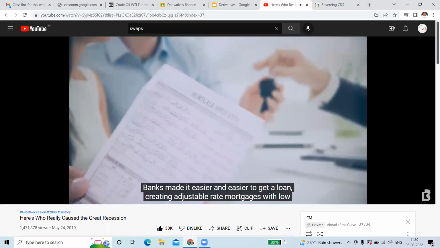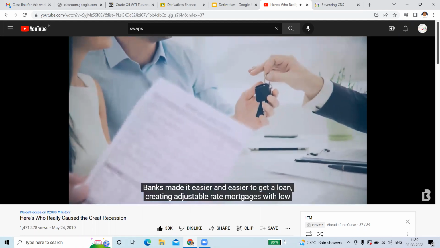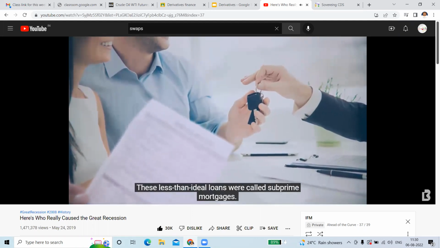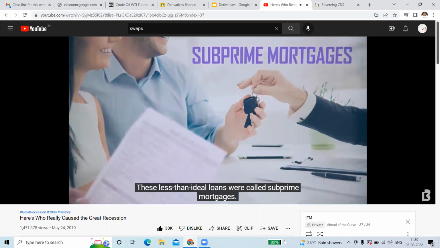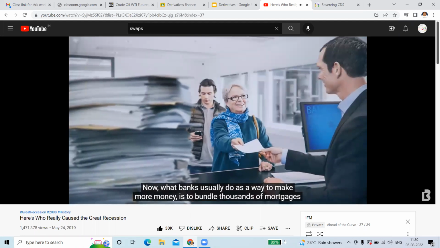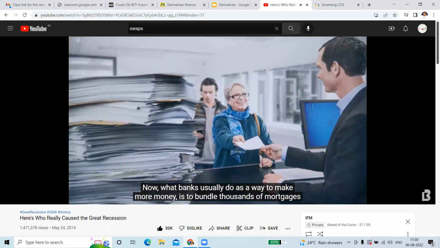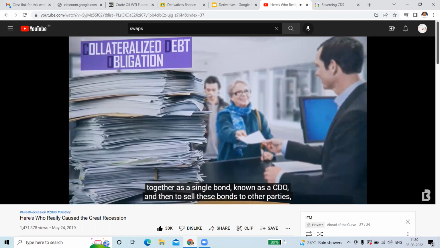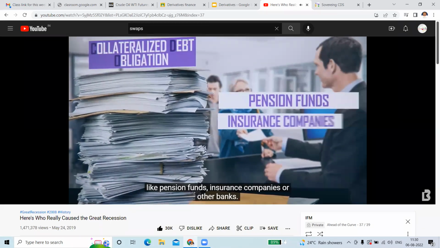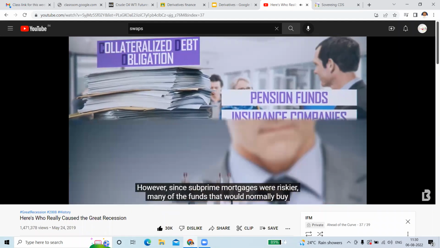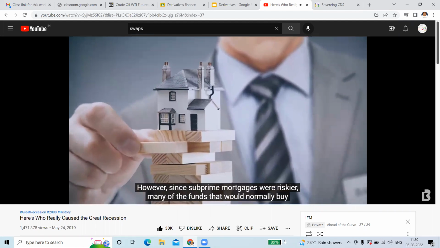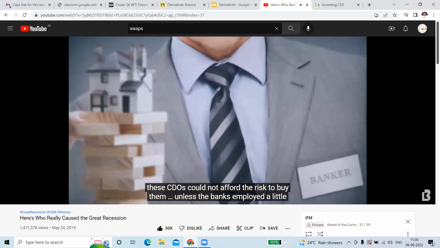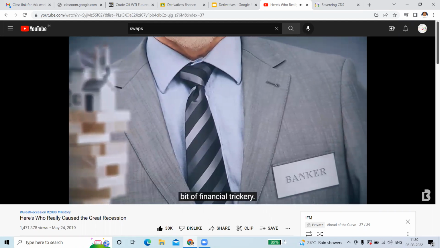Banks made it easier and easier to get a loan, creating adjustable rate mortgages with low early payments and accepting people with low credit scores. These less than ideal loans were called subprime mortgages. Now, what banks usually do as a way to make more money is to bundle thousands of mortgages together as a single bond, known as a CDO, and then to sell these bonds to other parties, like pension funds, insurance companies, or other banks. However, since subprime mortgages were riskier, many of the funds that would normally buy these CDOs could not afford the risk to buy them, unless the banks employed a little bit of financial trickery.